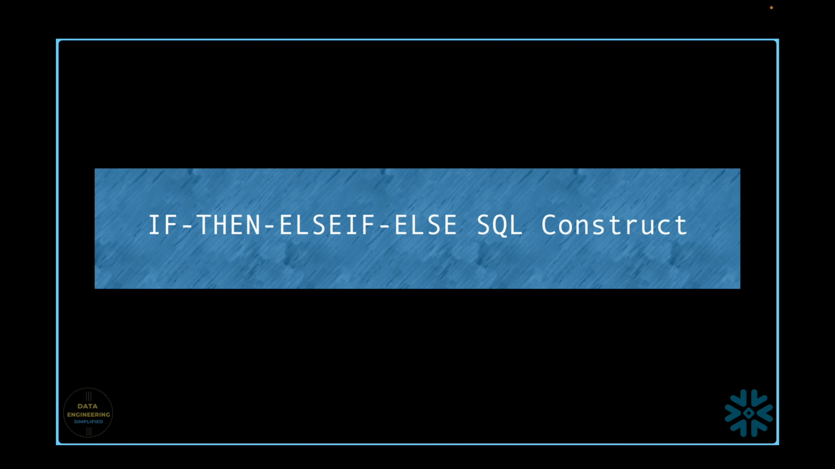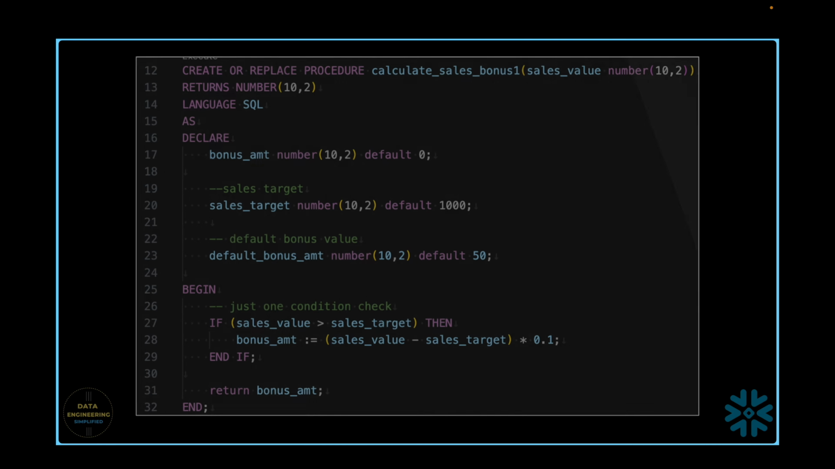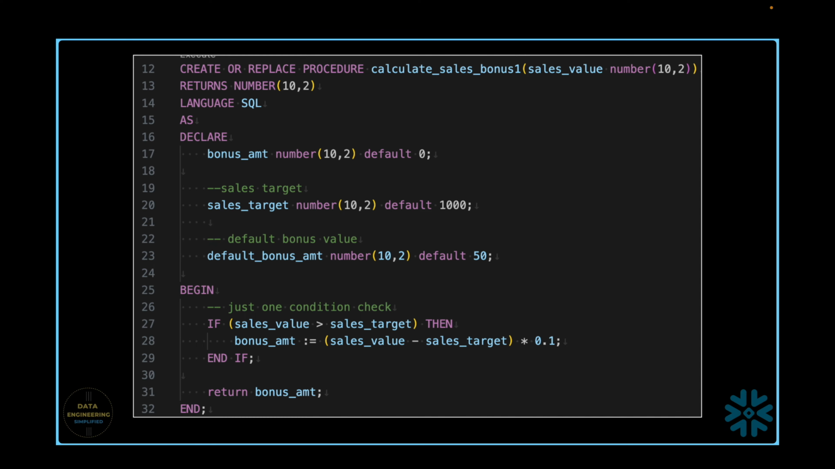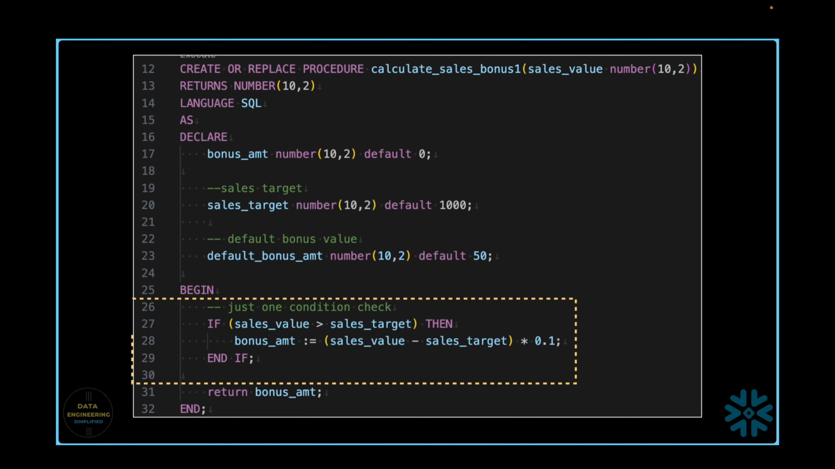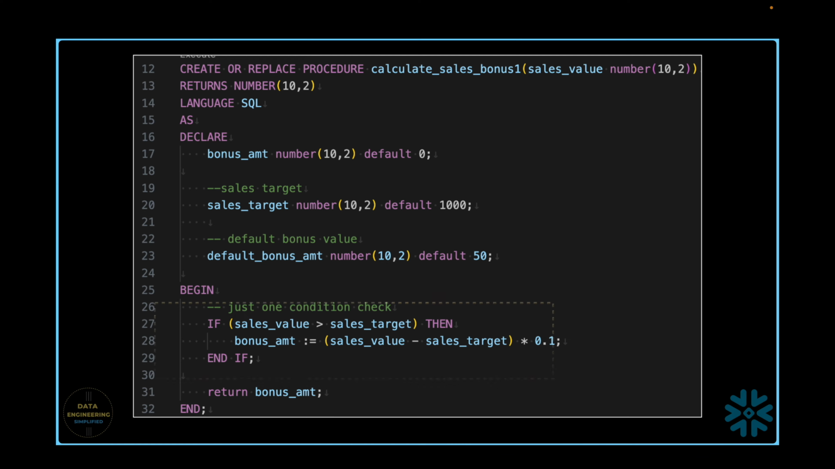First, let's quickly understand the if-else SQL construct before we practice them using Snowsight Web UI. This is my simple stored procedure that is calculating bonus value based on total sales done by individual sales representative. Like any other programming languages, for example Python or Java, the if-else construct looks very simple and familiar, but there are minor differences. On line number 27, we have the if keyword.